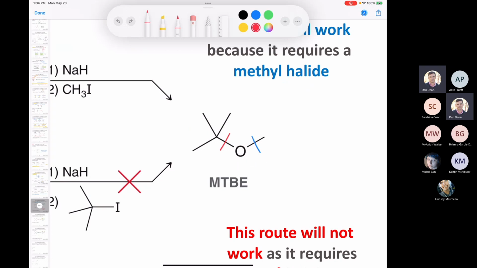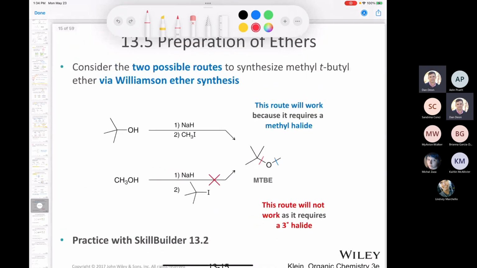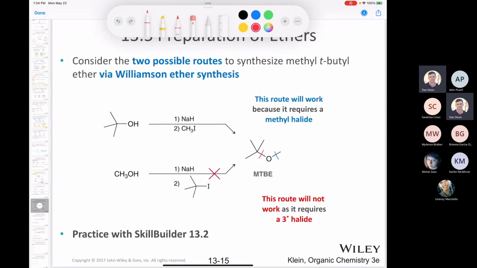Well, let's take a look at those two possibilities. If we break the blue bond, that means you'd be starting with tert-butanol, this compound, and then you treat it with sodium hydride, and then you'd hit that with methyl iodide, and then Bob's your uncle, because this is going to work very well in an SN2, iodomethane.